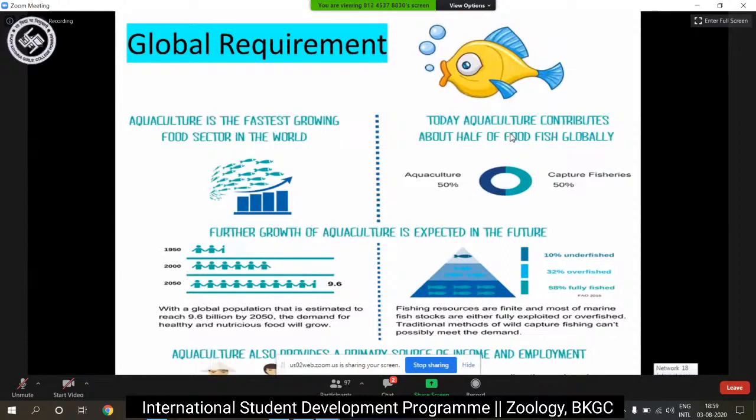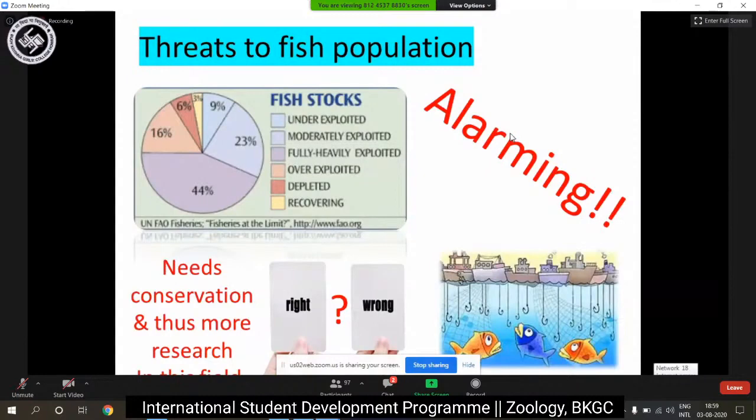So the ideology is being transferred from this mass scale production involvement into a small scale local production system, and the new techniques being related to aquaculture development. Okay, we're talking about this capture fishery, which is depleting the natural fish population in a very alarming way.